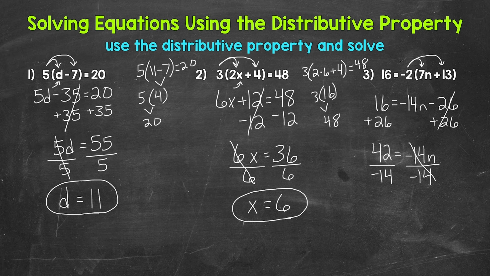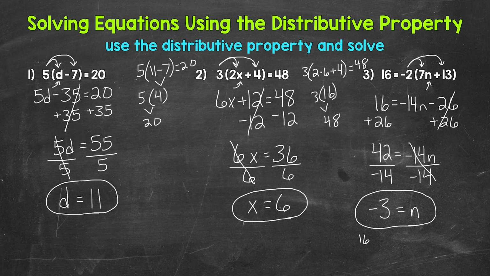So we have n equals, and then on the left side, we have 42 divided by -14, a positive divided by a negative. So that's going to equal a negative. 42 divided by -14 gives us -3. So n equals -3. That's our solution. And let's check that by plugging in -3 for n and seeing if it works.